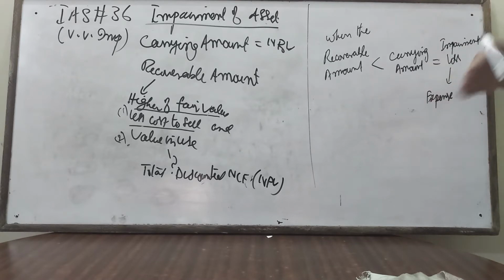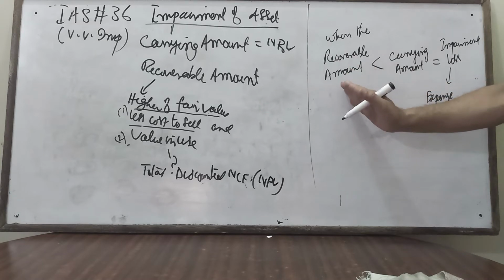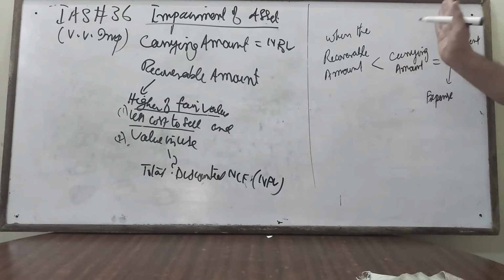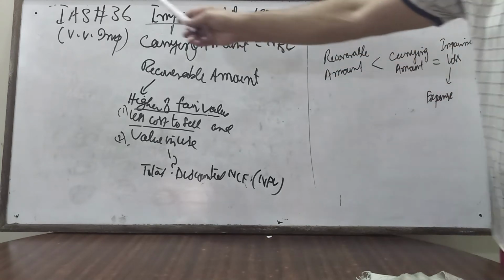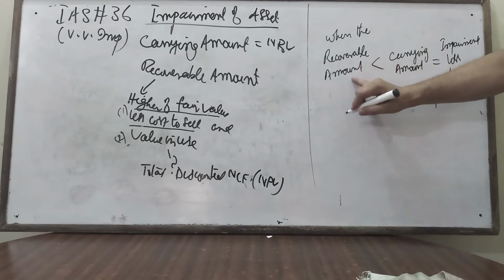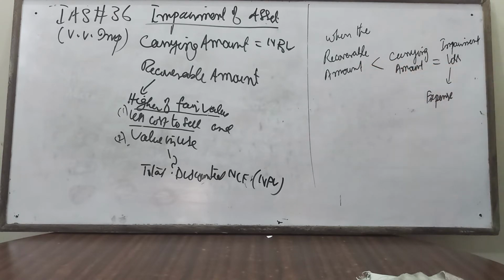When there is an impairment gain, impairment gain means recoverable amount is more than the carrying amount. Impairment gain cannot be recorded in the income statement as other income. It is not allowable according to IAS 36 or IAS 1. So when the recoverable amount is less than the carrying amount, it is known as impairment loss. This is very important.